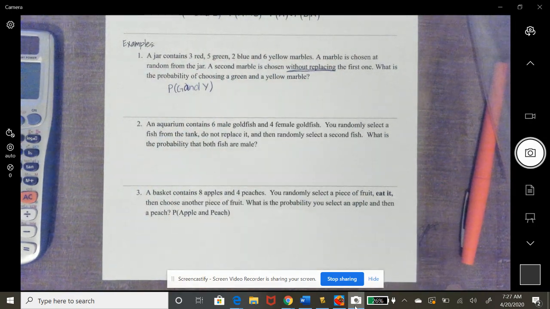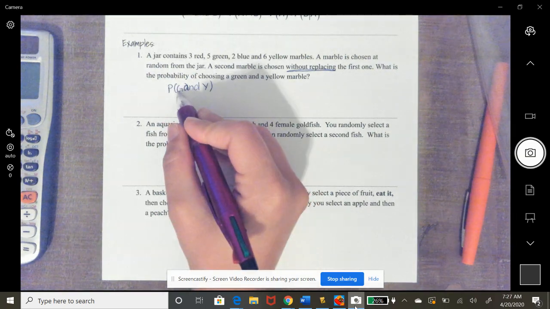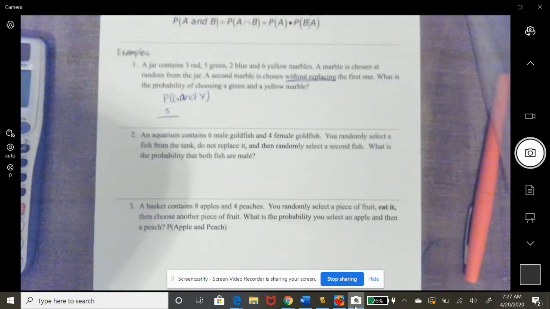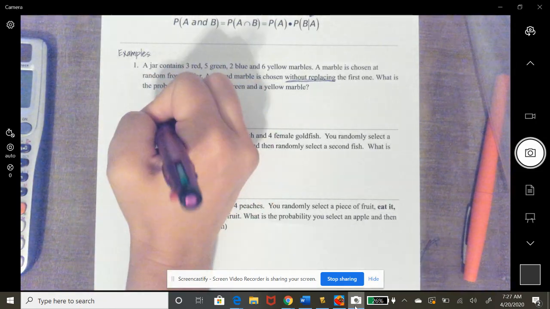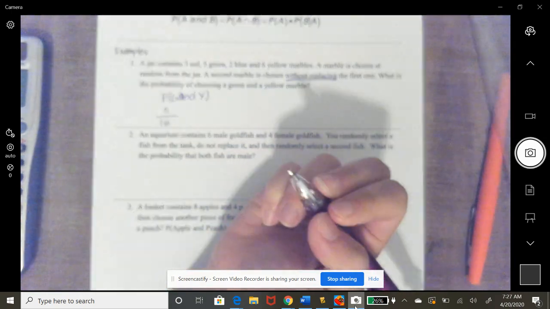So the first one is basic probability. We need to know how many green out of how many total. So picking a green on the first draw, we would have 5 green out of 3 plus 5 is 8, plus 2 is 10, plus 6 is 16. So 5 out of the 16 are green.